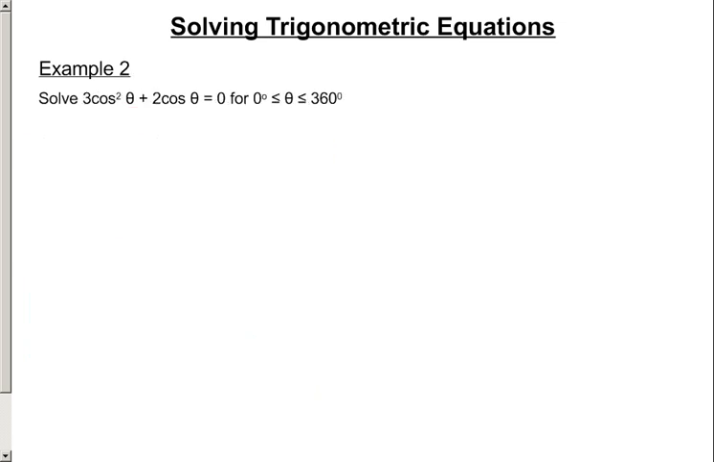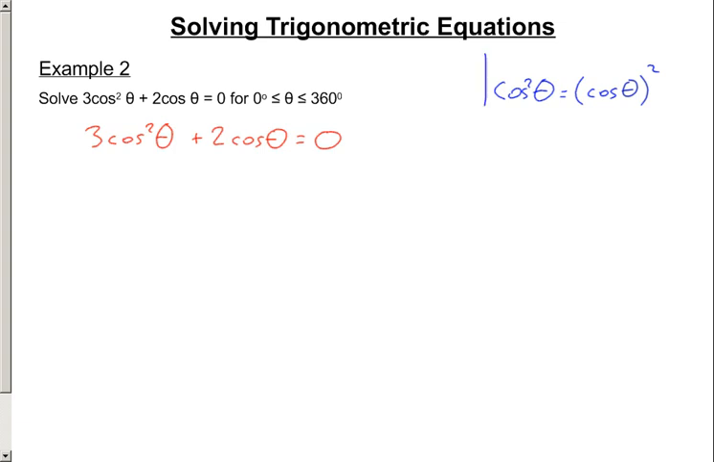So in example 2, we have this equation here: 3 cos squared theta plus 2 cos theta is equal to 0. The first thing to note here is what do we mean by cos squared? Cos squared theta is the same as cos theta all squared. We don't write it just cos theta squared because that would look like the theta was squared. So cos squared theta actually means cos of theta all squared. And that's something really important we need to use here.